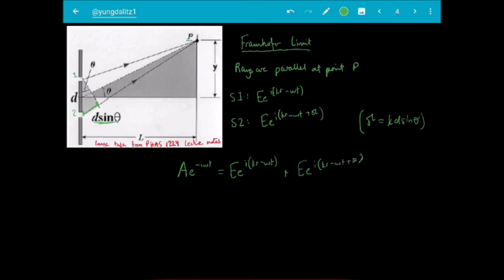Immediately we see that we can take out a common factor of e from the right hand side, and we end up with this. And then again, the e's will cancel here and here, so we end up with the total equation for the amplitude of the wave at point P as being the following.